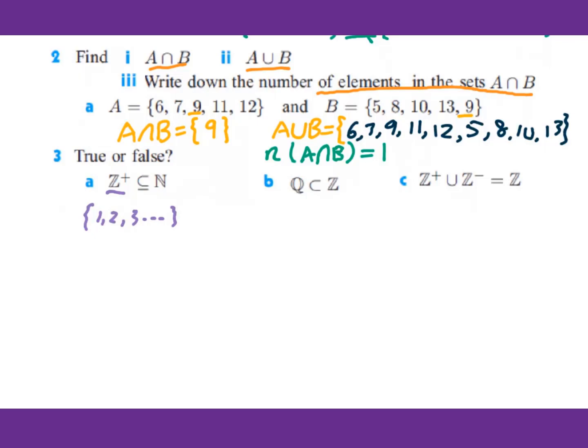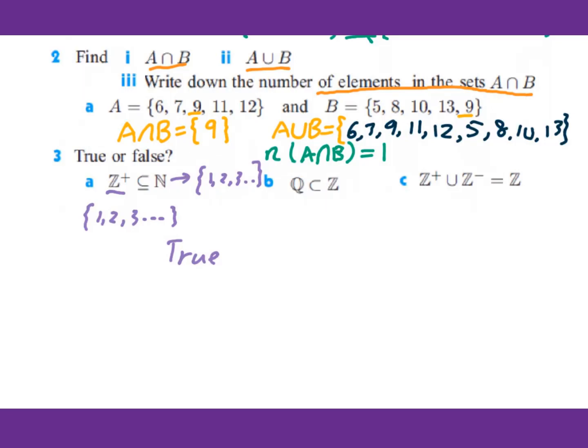It's a subset of N. N means a counting number or natural number. You have 1, 2, 3, keep going. Basically, these two are the same. This is true because any set will be a subset of itself.